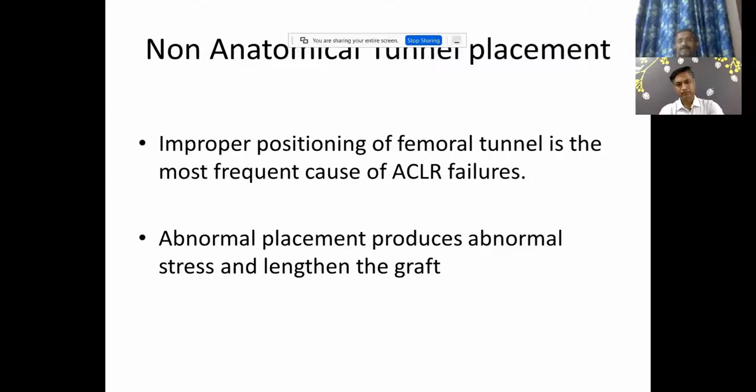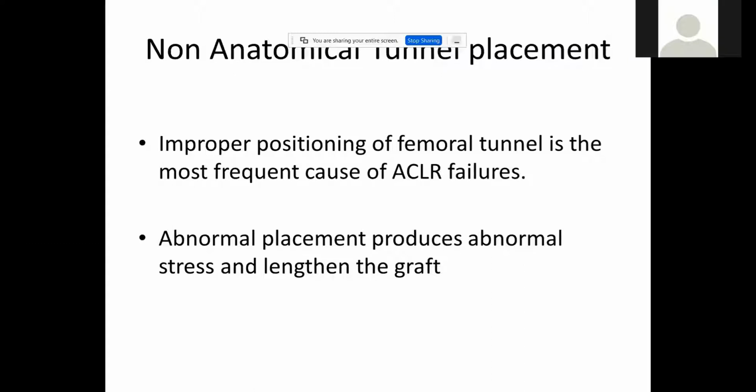Improper positioning of the femoral tunnel is the most frequent cause of ACL failures. Abnormal placement produces abnormal strain and length in the graft. If the tunnel is at an abnormal position, it puts a lot of stress on the graft, and in due course of time sometimes it gets traumatized, sometimes it gets lax, sometimes it gets lengthened, and ultimately you don't get the good result as expected.